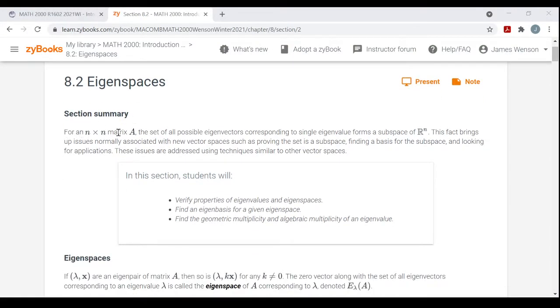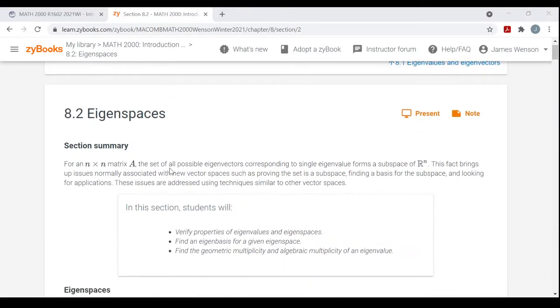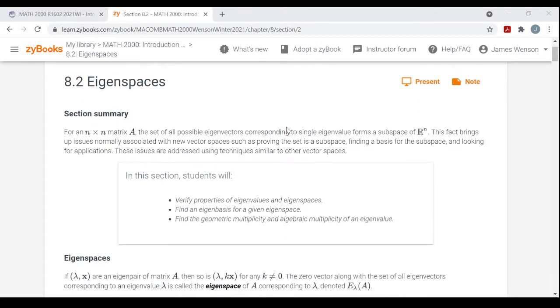So for an n by n matrix A, the set of all possible eigenvectors corresponding to a single eigenvalue, also with the zero vector, they mention this later. All right. So the set of all possible eigenvectors that correspond to a single eigenvalue, along with the zero vector, forms a subspace of Rn, right? A vector space in its own right.